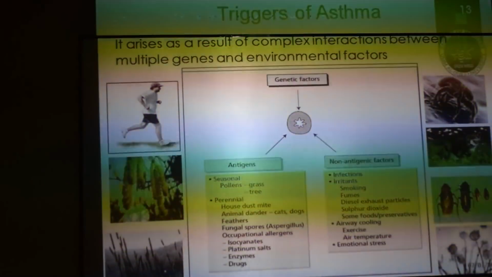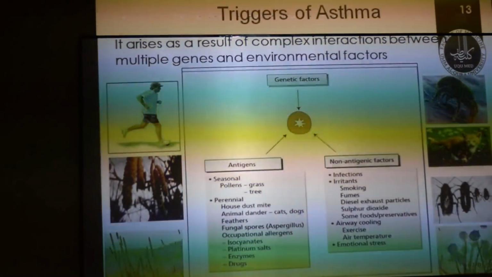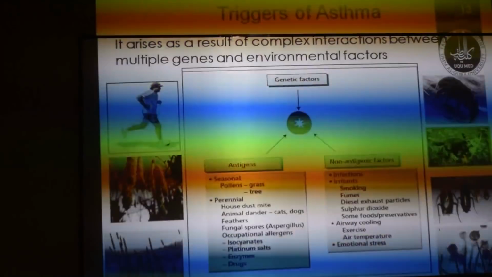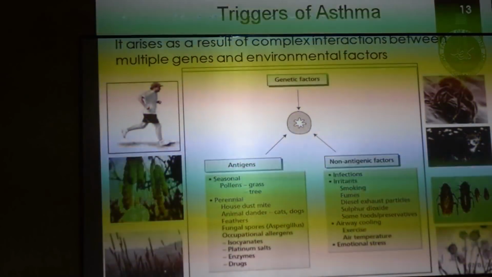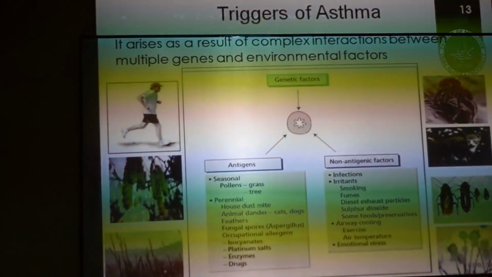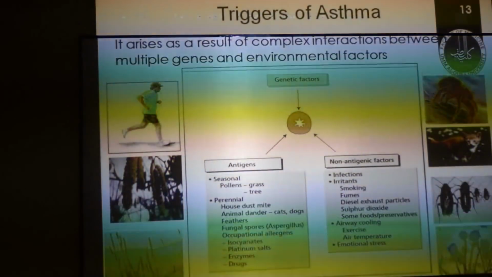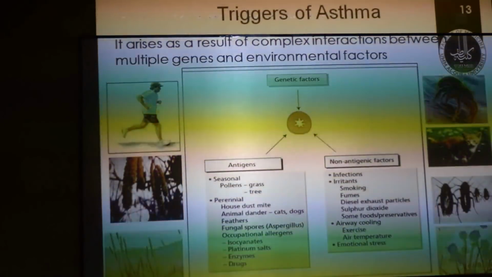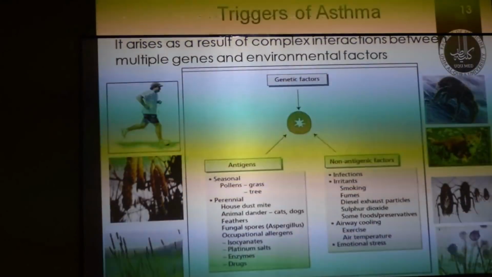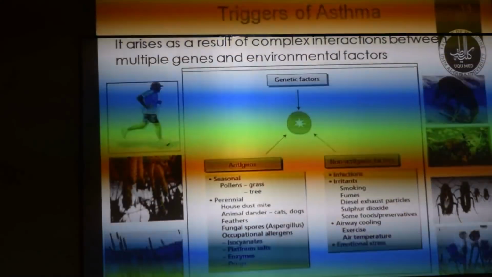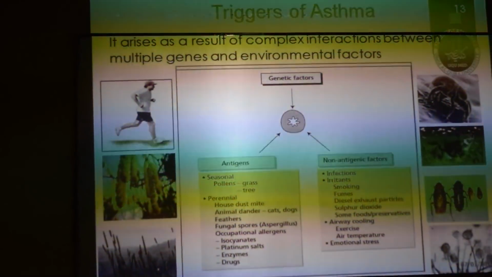And the perennial pattern, what does that mean? Anyone is aware of perennial attacks? Or so long term, which has nothing to do with the seasons, it's all the way. They will tell you that for the last 3 years or 4 years I constantly have attacks. It's irrespective of what the season is. Then there are non-antigenic factors. Here you can see smoking, fumes, car fumes or exhaust, and exercise. So these are the non-antigenic triggering factors.